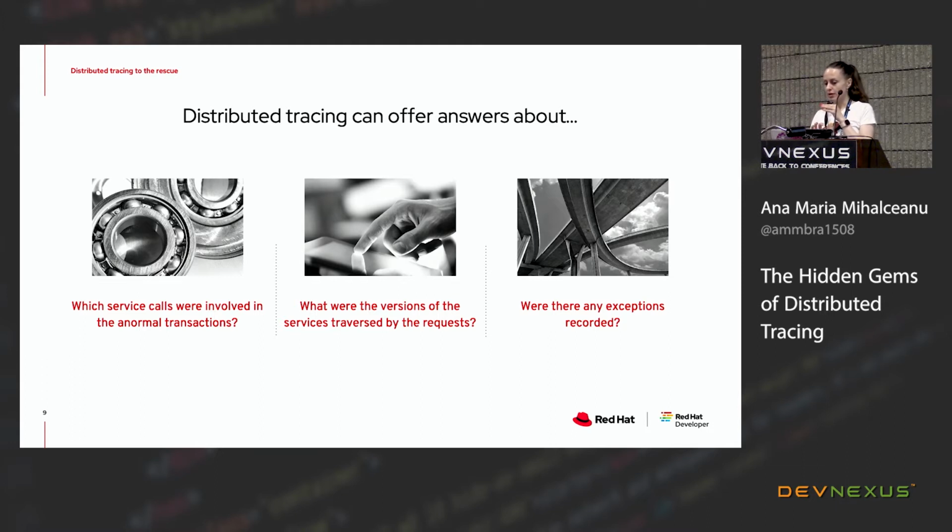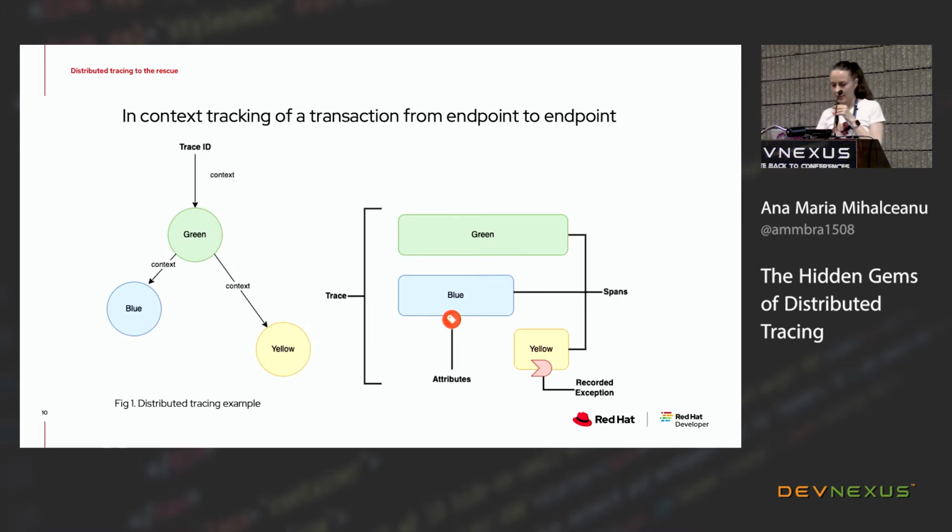There are three main areas where distributed tracing can offer answers to us. But if we're looking into an example, in context tracking of a transaction from endpoint to endpoint, in this case, you can observe it. The trace ID starts somewhere with one service. Then the context goes through, let's say, the green microservice, and can traverse other microservices as well.